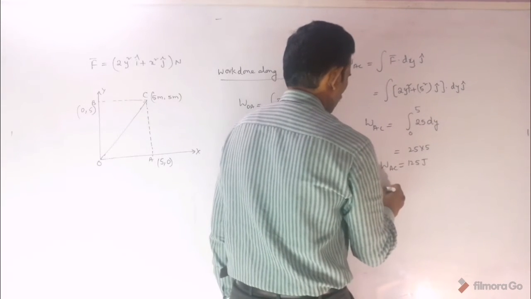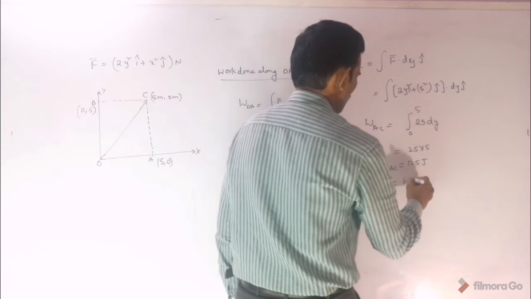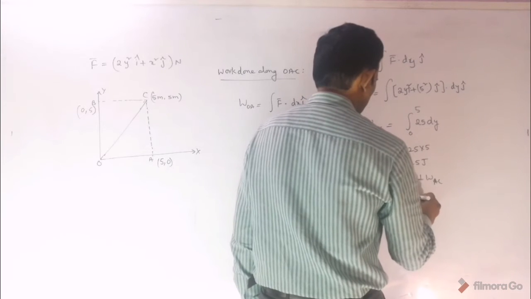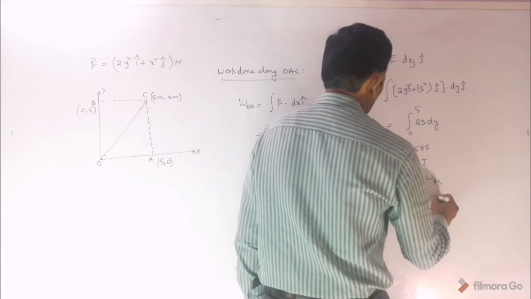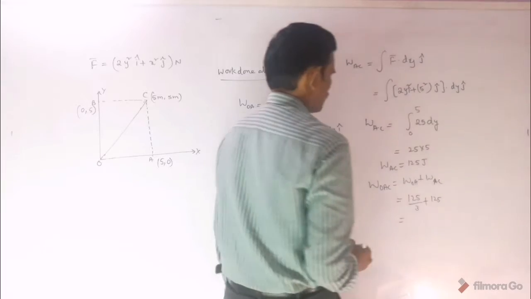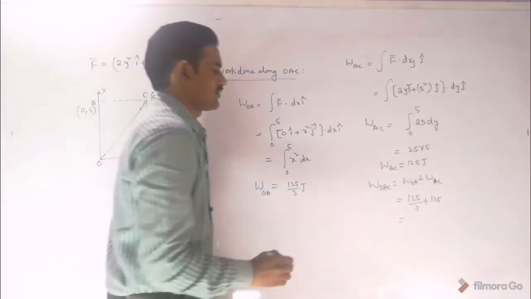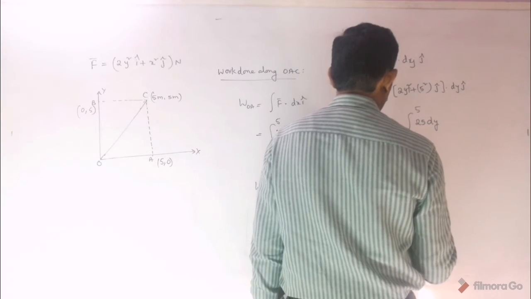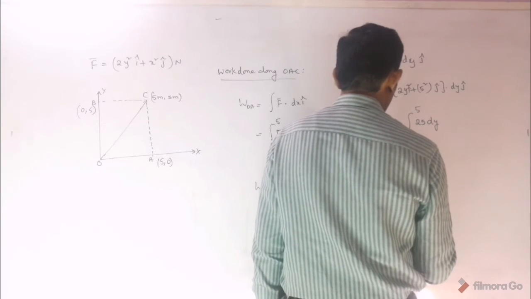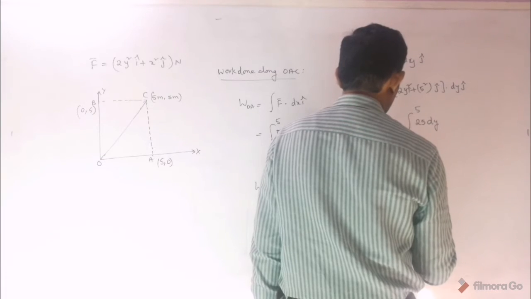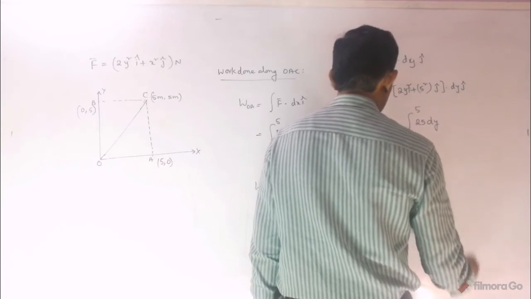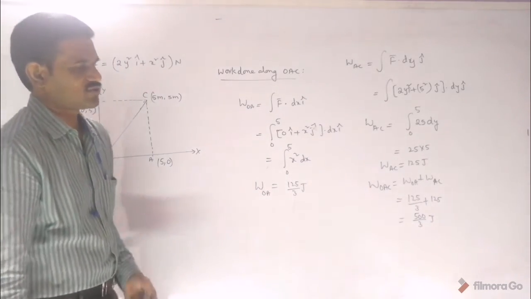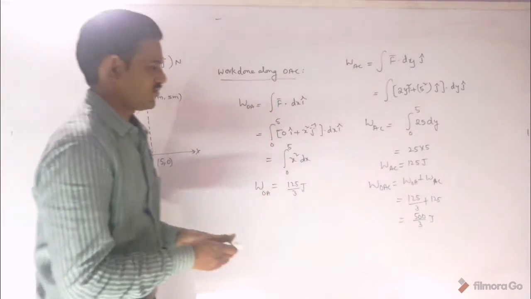Therefore, work done along the OAC path will be equal to work done along OA plus work done along AC. So which is 125 by 3 plus 125. So this can be written as 500 by 3 joules, right? 375 plus 125, 500 by 3 joules. So this is the work done along this OAC.